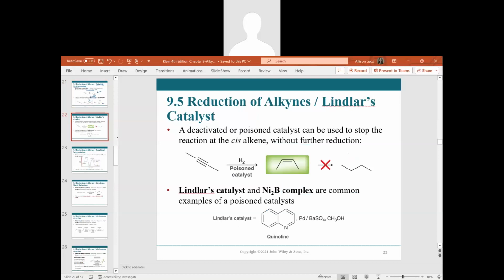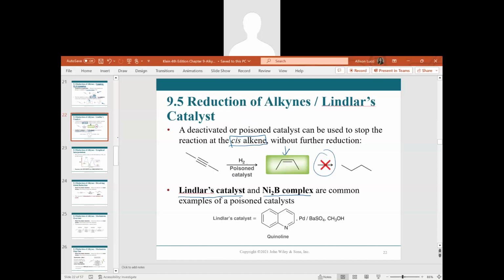So if we want to stop the reduction of our alkyne at the cis alkene phase here, we can use what's called a poisoned catalyst. So we would add H2 across the triple bond, but stop after only 1 addition. So in green here, we see our cis alkene. And we see this reaction stops; we would not go fully to an alkane. So 2 common catalysts that are used are Lindlar's catalyst and, very uncommonly, you may see in the textbook, this other nickel-boron complex. But Lindlar's catalyst is given a full description down here.